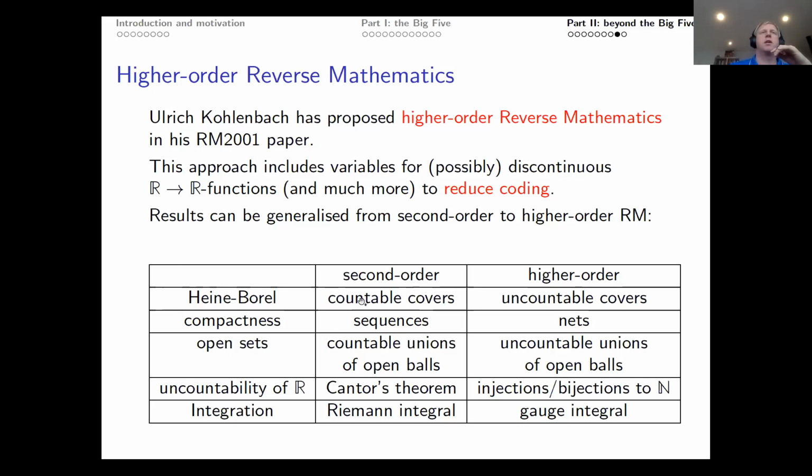Instead of talking about countable covers and sequences, you talk about uncountable covers and nets, whatever those are. And you talk about uncountable unions. Instead of the Riemann integral, you talk about the gauge integral. So this would be too much for one lecture. But I'm just trying to show you, look, there's this thing called reverse math.